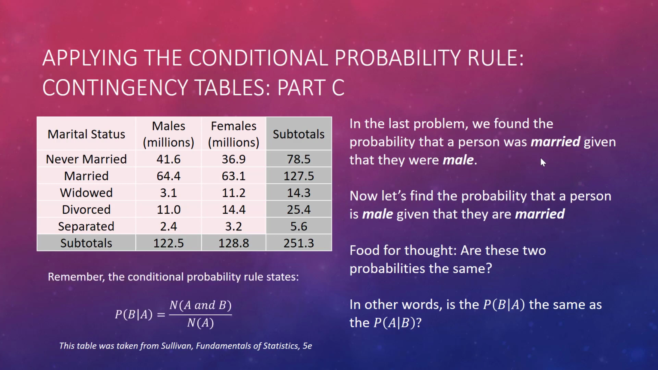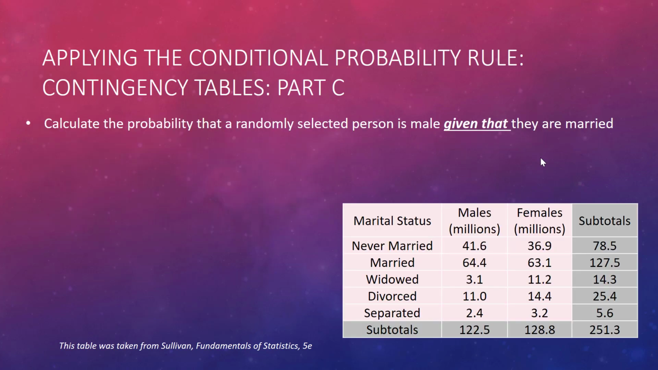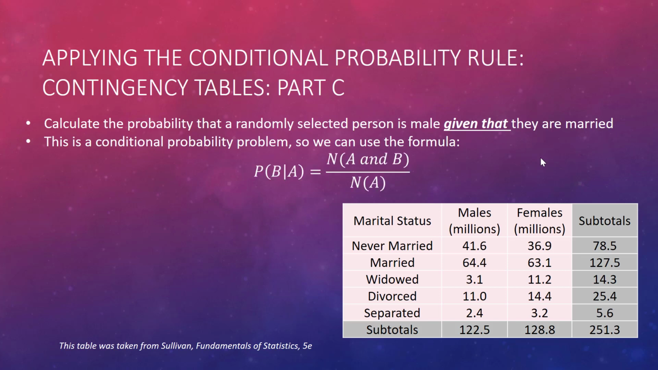Remember, the conditional probability rule states that the probability of event B occurring, given that A has already occurred, is equal to the number of ways that A and B can occur at the same time, divided by the number of ways that A can occur. So let's calculate the probability that a randomly selected person is male, given that they are married. Again, we have a conditional probability problem, so we can use the formula.